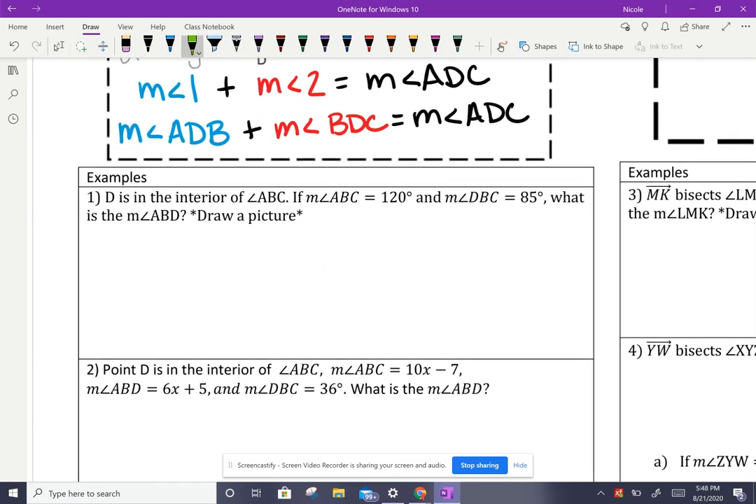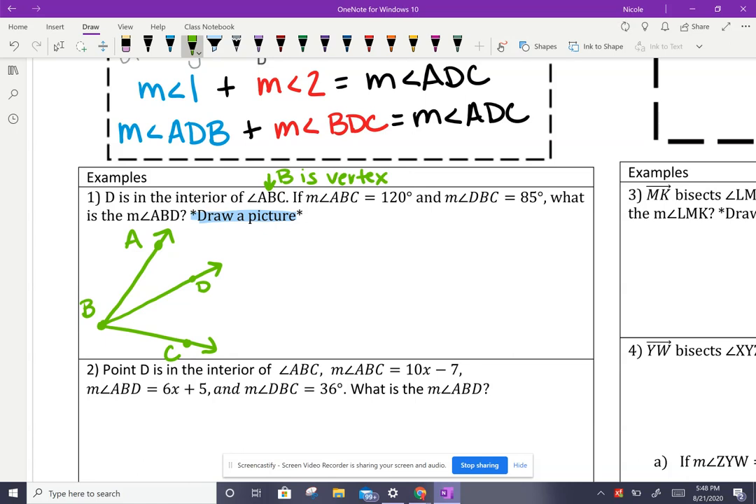Here it says D is in the interior of angle ABC. I cannot stress enough, draw a picture. Please draw a picture. It will help you so much. So I have a big angle, ABC, and you don't have to be an artist. Remember that the middle letter tells you that's the vertex. And D is in the interior. That means D is some point floating in the angle, and I can connect it with another ray and cut this angle into 2 pieces.